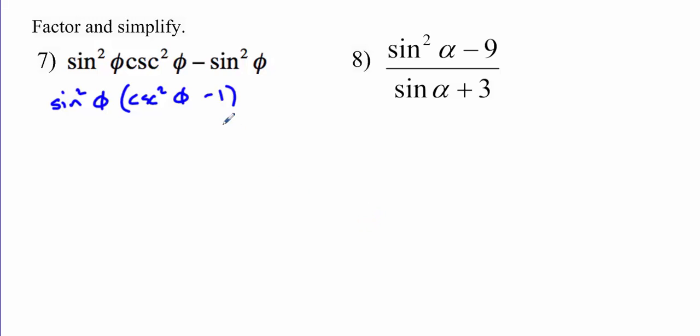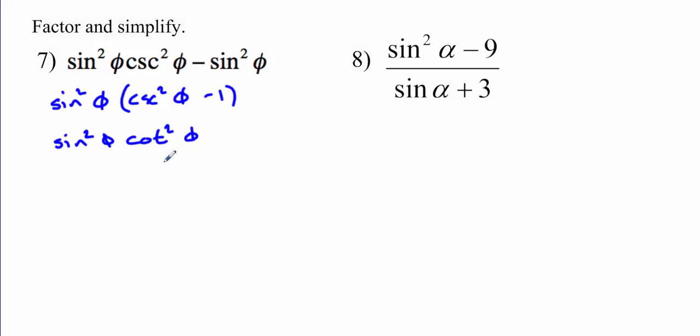Now here's the thing. If you look back at those Pythagorean identities, we have one that says 1 plus cotangent squared theta equals cosecant squared theta. If you rewrite it, you'd get cosecant squared theta minus 1 equals cotangent squared. Now this isn't theta, this is phi, but the good news is we can just change this to a cotangent squared. Again, those Pythagorean identities carry a lot of weight here. They're really important for you to know.